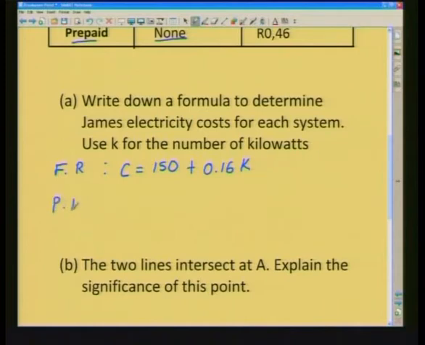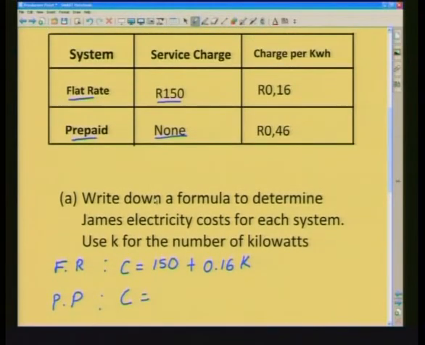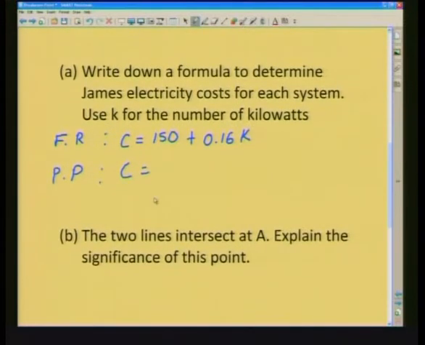For the prepaid system, there is no fixed cost. So here the cost is just dependent on the amount of cents per kilowatt hour. So if I would like to work out the cost for the prepaid system, all I have to do is multiply 46 cents by the number of kilowatt hours. So in the case of the prepaid system, we just get 0.46 times K.